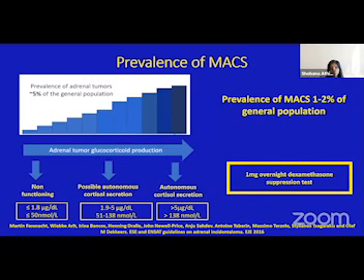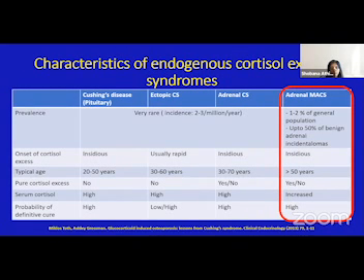So if I add adrenal MACS to the table we had seen earlier for overt Cushing syndrome, this condition is far more common compared to overt Cushing syndrome. It affects 1 to 2% of the general population, and studies have shown that it can be present in up to 50% of benign adrenal incidentalomas.